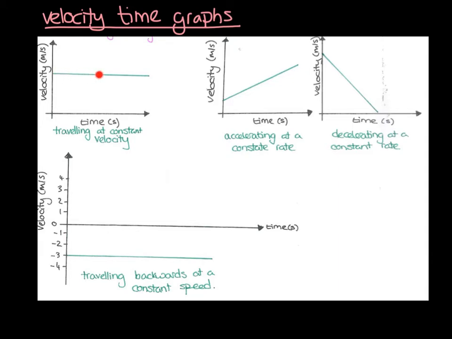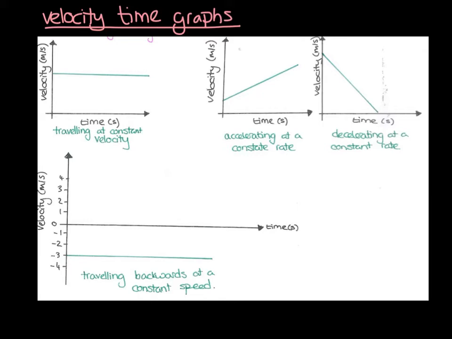If you have a horizontal line on a velocity time graph, that means something's travelling at constant velocity. But if you remember back to the previous lecture, we said that a horizontal line on a distance time graph would mean that something was stationary. So here on a velocity time graph, a horizontal line means it's travelling at a constant velocity. If it's a horizontal line but with a negative value, it means it's travelling backwards at a constant speed.